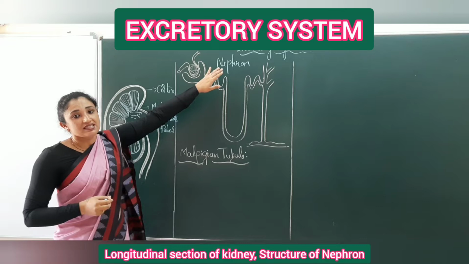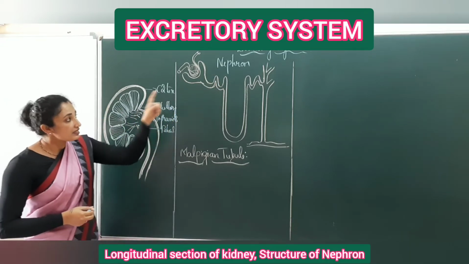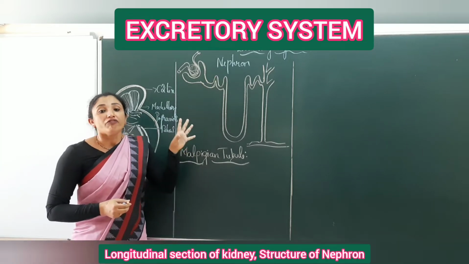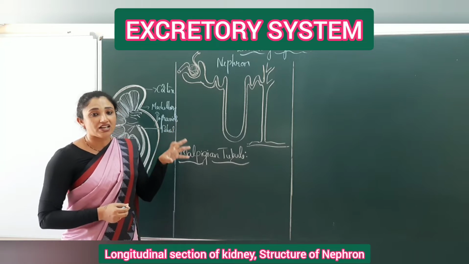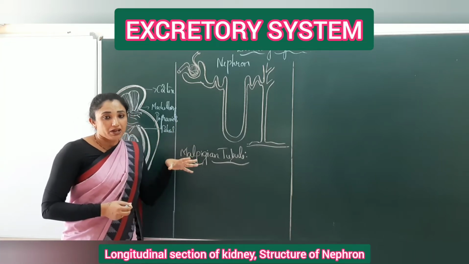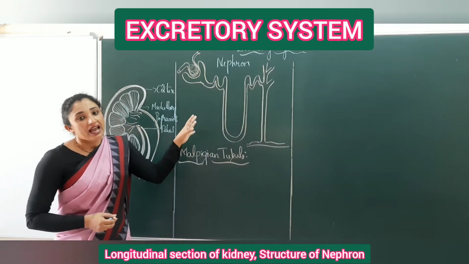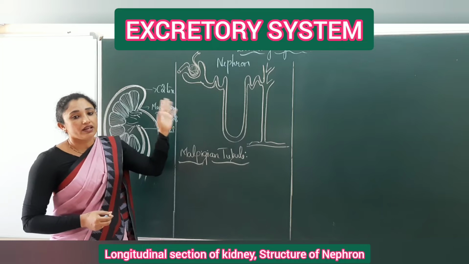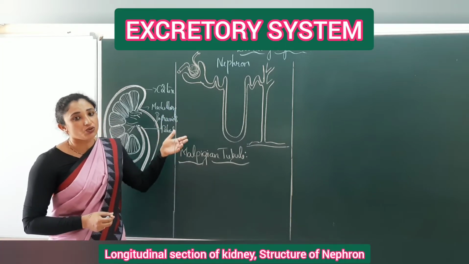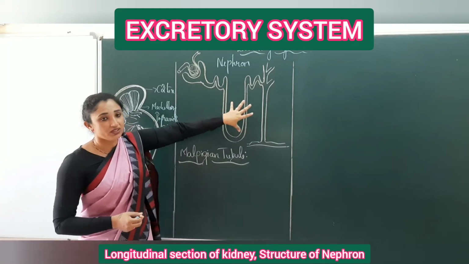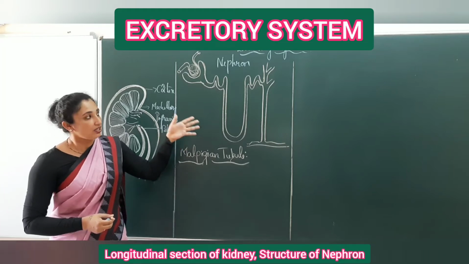So nephron is a microscopic structure found inside the kidney, and this nephron is considered to be the functional unit of the kidney. Nephrons are considered the functional unit of the kidney because the formation of urine takes place in the nephron itself, and hence nephron is also known as uriniferous tubule.